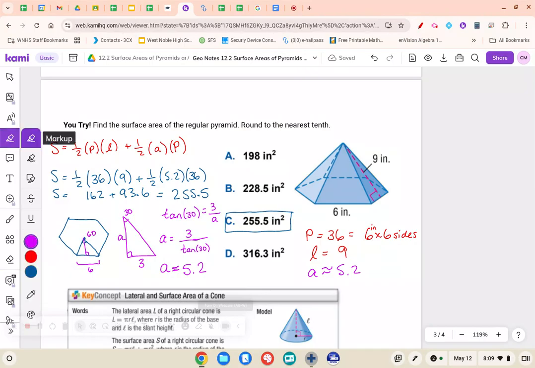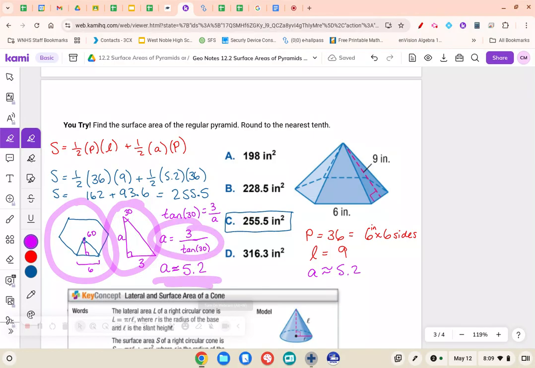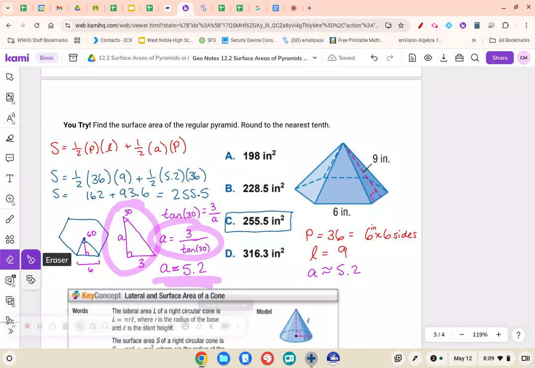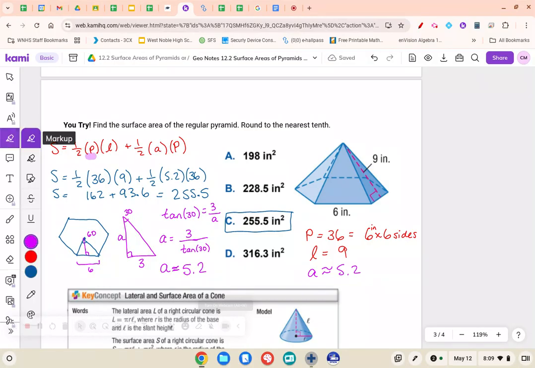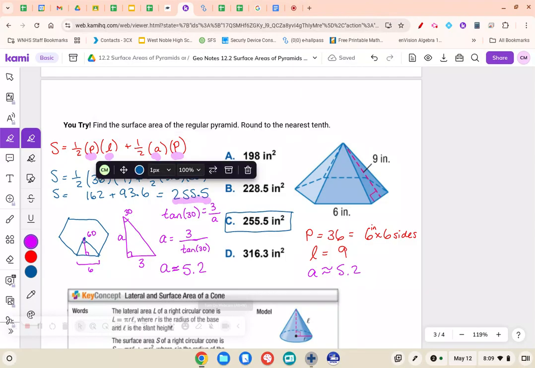So once again, I wrote my hexagon down here, I split it out into my right triangle, and then I used trig to find that apothem. I did skip a couple steps here. If you're confused, just reference back to our last problem. I did those exact same steps there. Then, all I have to do is plug in my perimeter, my slant height, my apothem, my perimeter again, use my calculator, and I will get my solution.